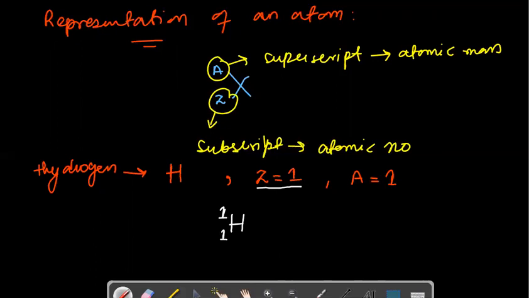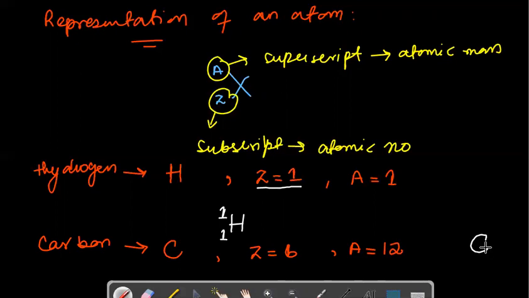Similarly, if I ask you to write the symbol for carbon by yourself: carbon has the symbol C, with an atomic number of 6 and an atomic mass of 12. Just write it on your own. How are you going to write it? You simply write C, with 6 and 12. Okay.